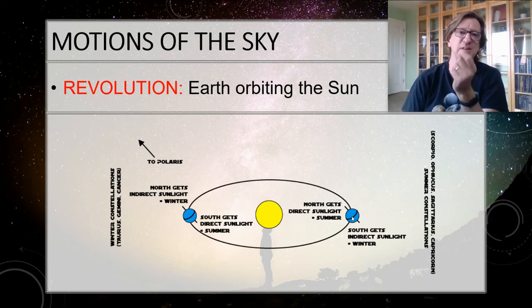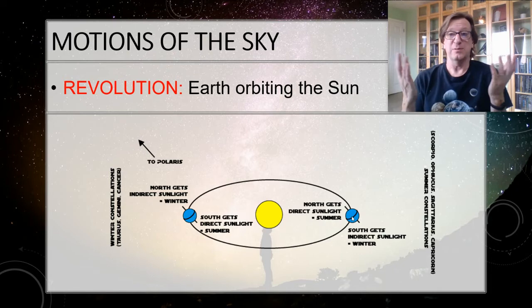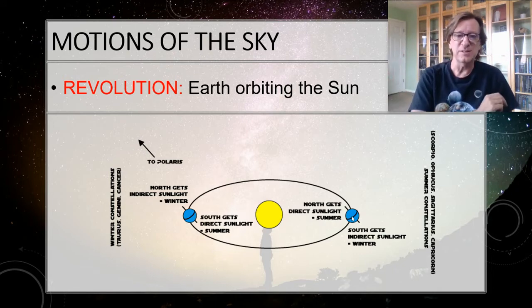You're effectively the same distance from the sun all the time. So it's not that we're closer when we're tilted. That is also not what's causing the seasons. So you may say, okay, so what is causing the seasons? Well, the key here is direct and indirect sunlight.